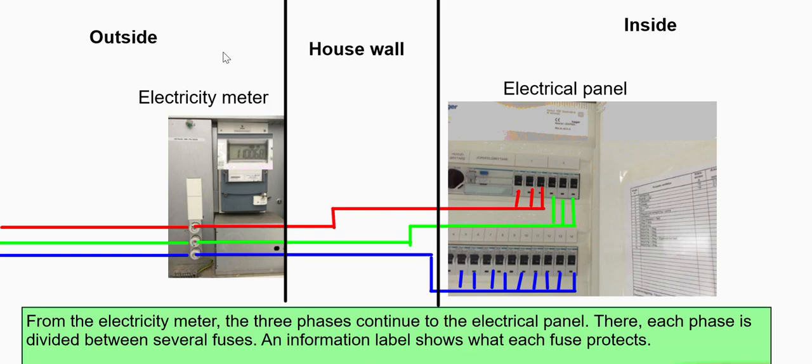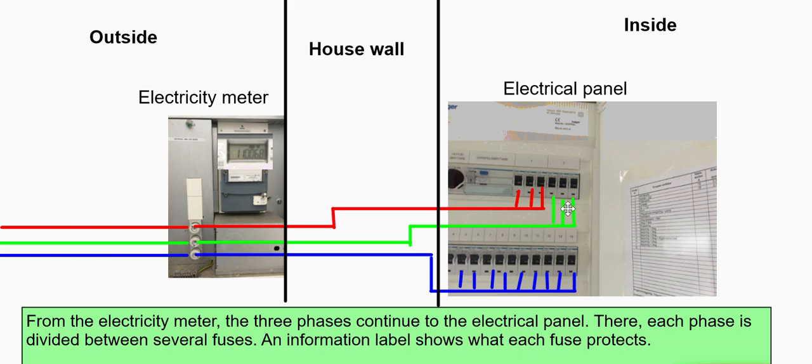So here we have the outside with the electricity meter and the 3 main fuses for the 3 phases. Here we have the house wall, and here we have the electrical panel on the inside of the house. So inside this panel, these 3 phases are split into different groups. Modern panels use automatic circuit breakers or switches.